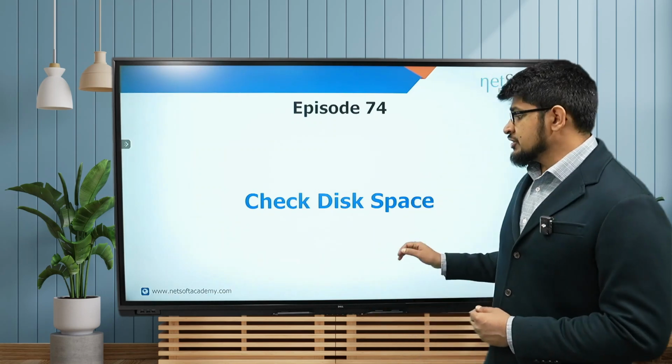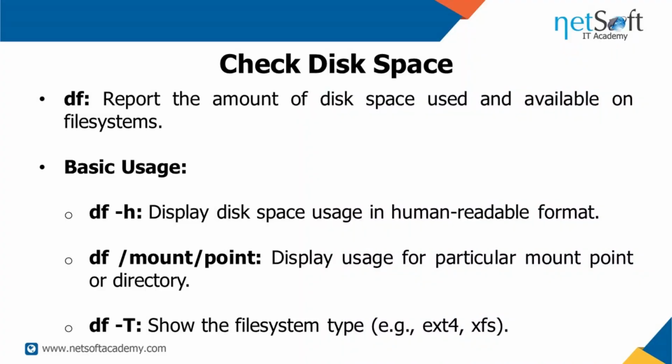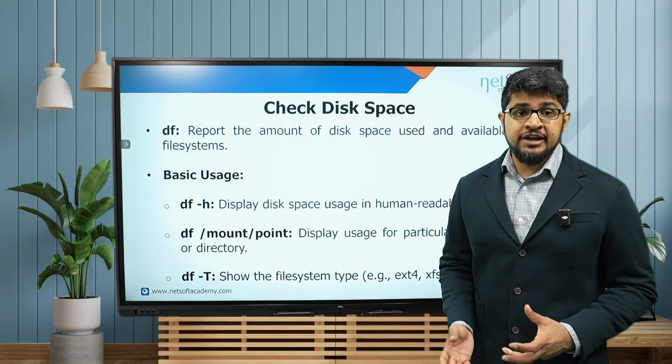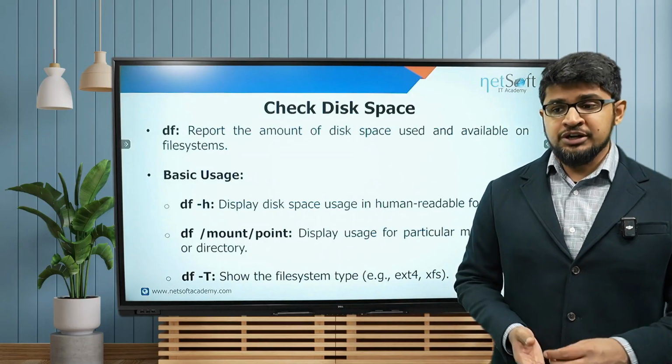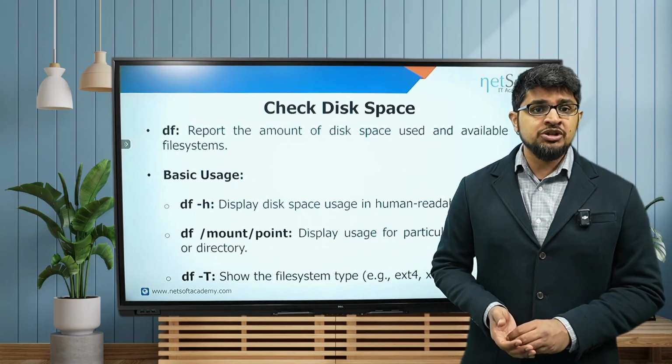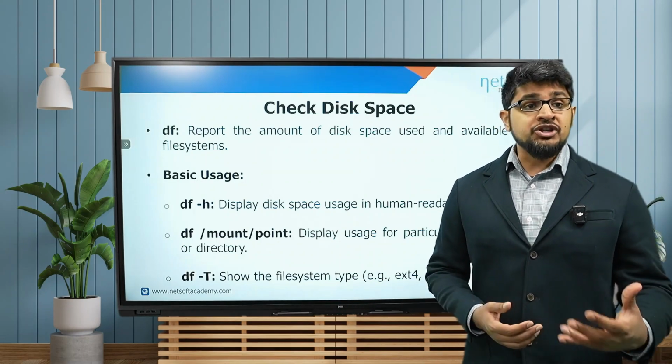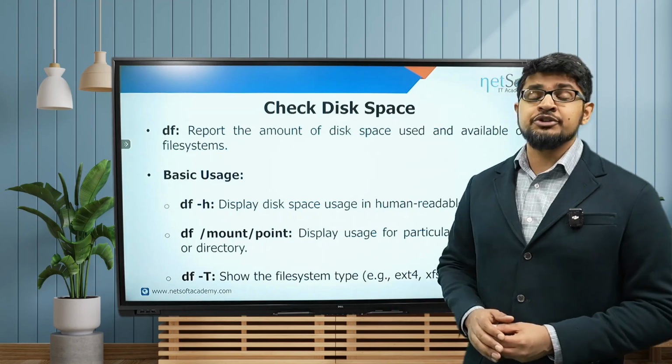The command that we're going to discuss here is called df, and it simply reports the amount of disk space used and available. You can run it with specific options for human-readable display, to format it, including more details, including the file system that is being used, or displaying it for a particular mount point or particular directory.